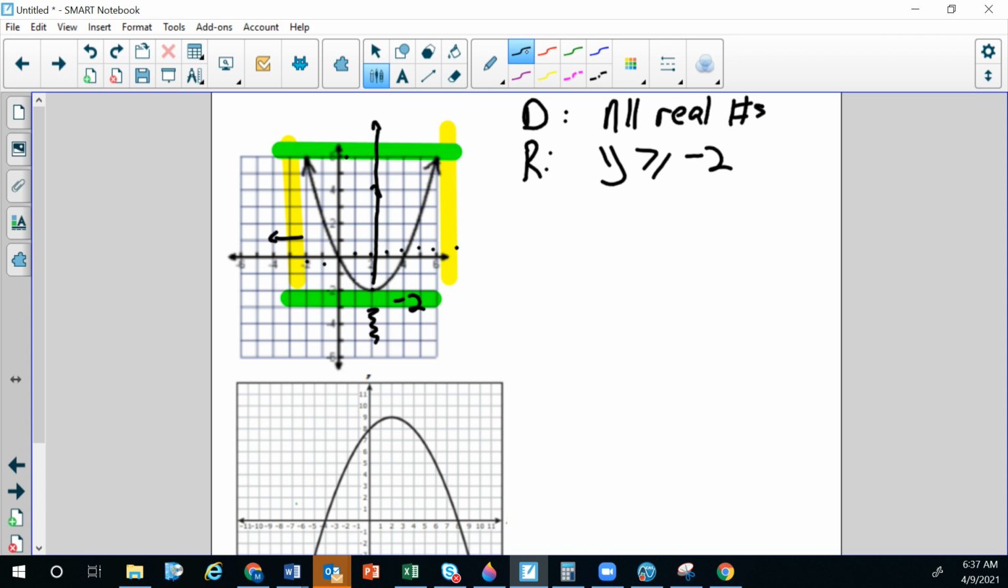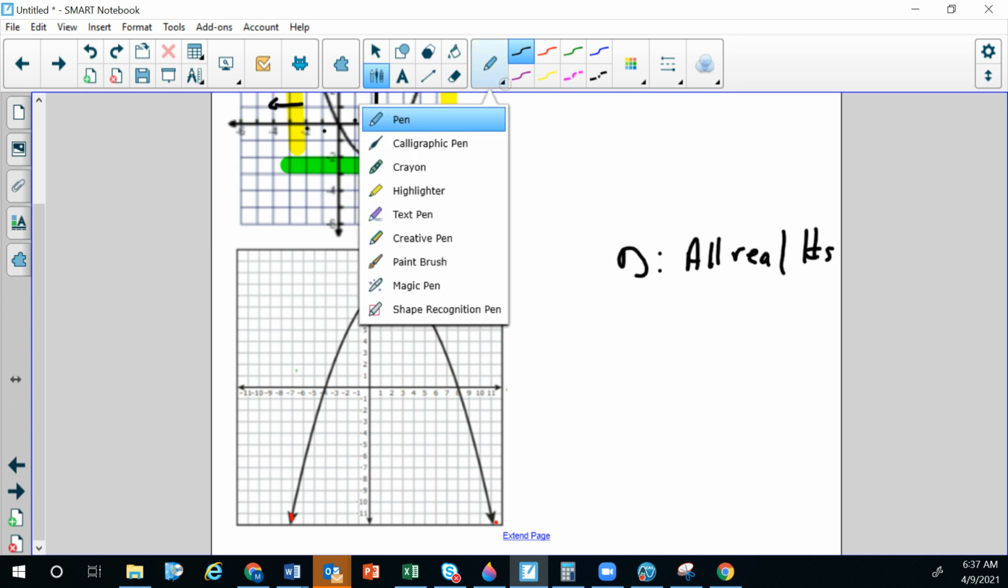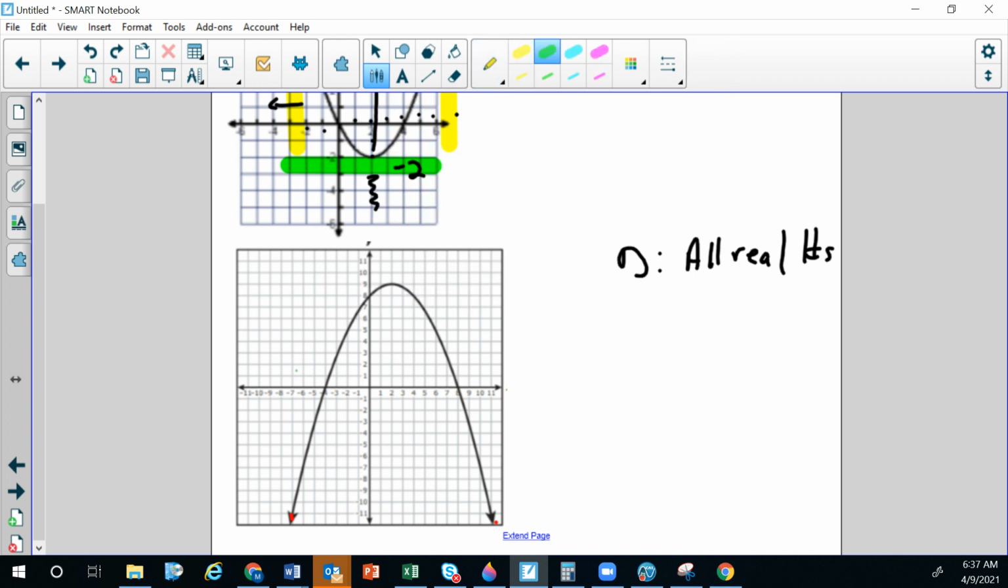Let's look at this one here where the graph opens downward. Again, we know the domain is going to be all real numbers. And again, we can go through it one more time so you can see. On the left side of the graph, I'm going to draw my line. Can I get it straight this time? Yes. On the right side, I'm going to draw my line, and that is straight.